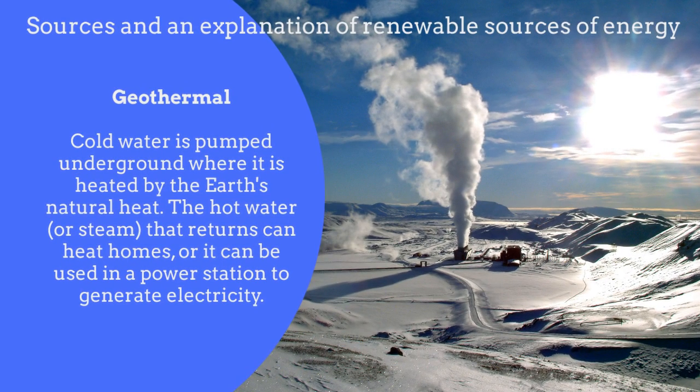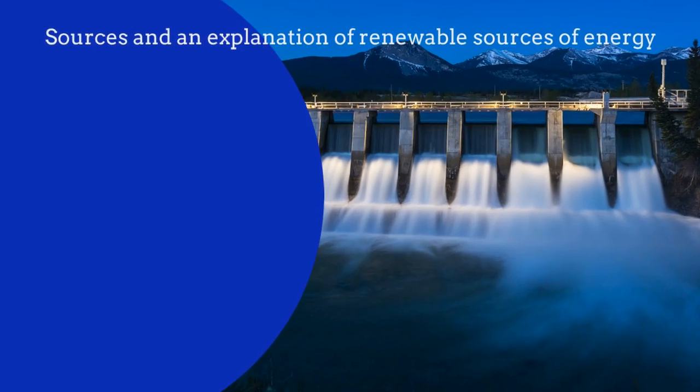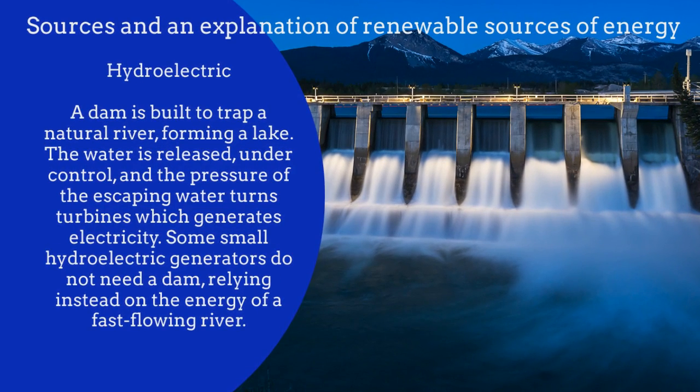Geothermal. Cold water is pumped underground where it is heated by the Earth's natural heat. The hot water or steam that returns can heat homes, or it can be used in a power station to generate electricity. Hydroelectric. A dam is built to trap a natural river forming a lake. The water is released under control and the pressure of the escaping water turns the turbine which generates electricity. Some small hydroelectric generators do not need a dam, relying instead on the energy of a fast-flowing river.